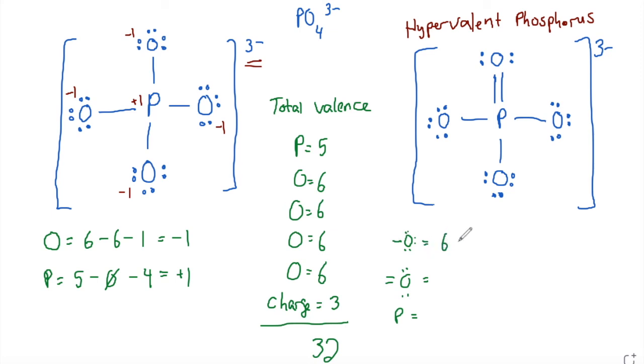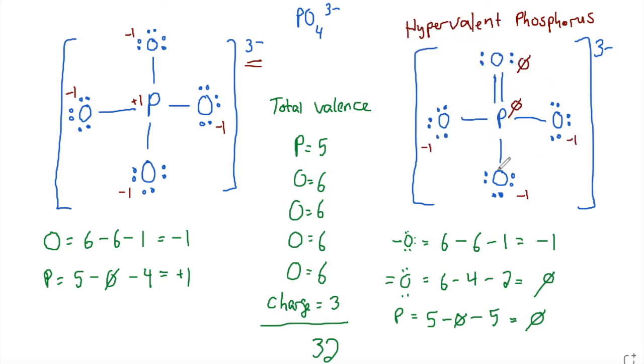They have 6 valence electrons, 6 lone pair electrons, and 1 bond, so that's a -1. This oxygen has 6 valence electrons, 4 lone pair electrons, and 2 bonds. So that is 0. That's the way that oxygen likes to be. And phosphorus is 5, 0 lone pairs, and 5 bonds. So this is also 0.